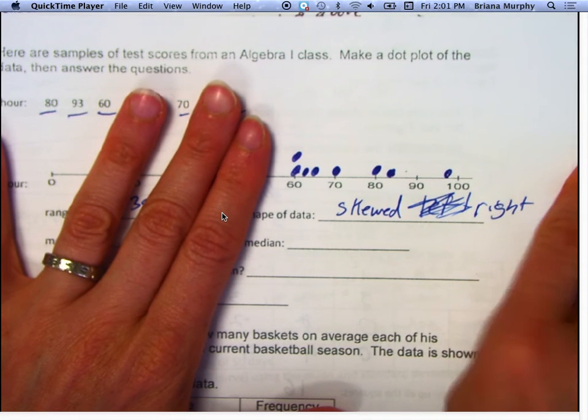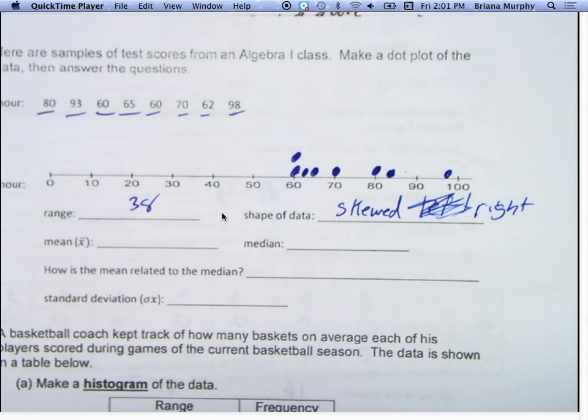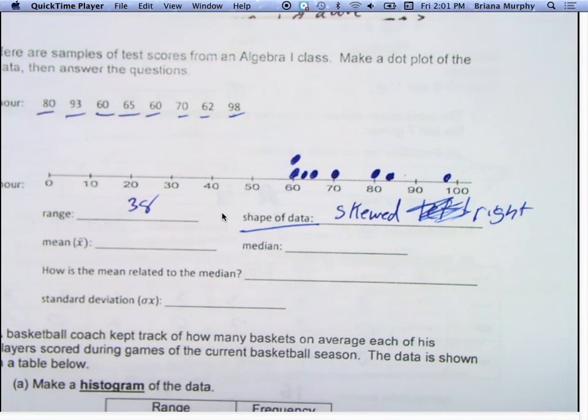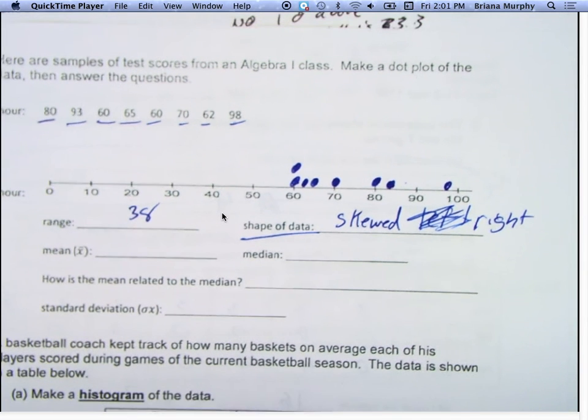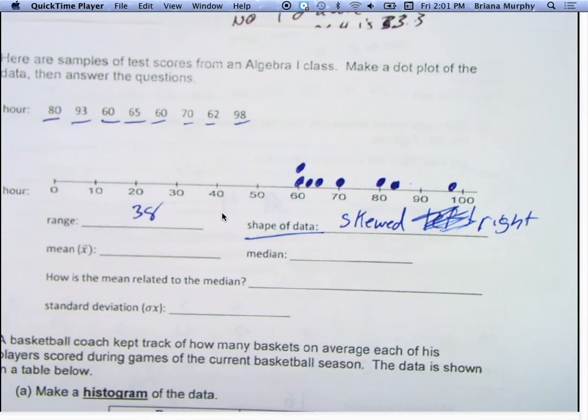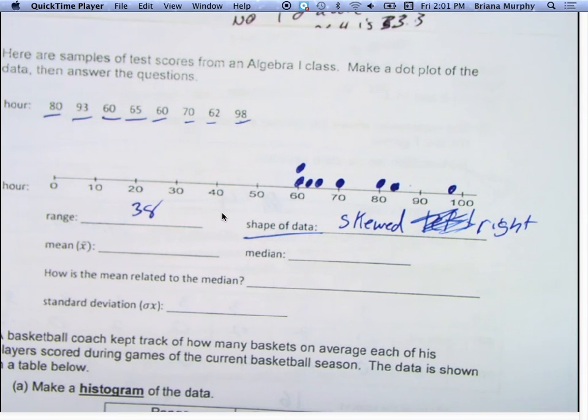And then, when would it ask you that again? Whenever it's a shape of data. Well, how do you figure it out on other things? Same way. If it's more to the right, you say skewed to the left. If it's more to the left, you say skewed to the right. If it's symmetric, you say symmetric.